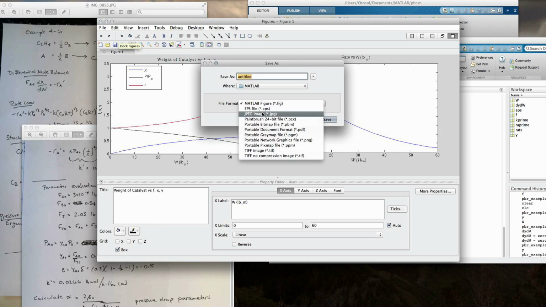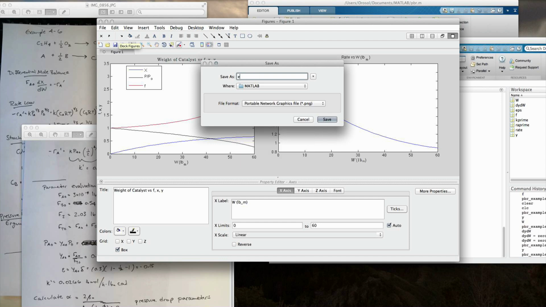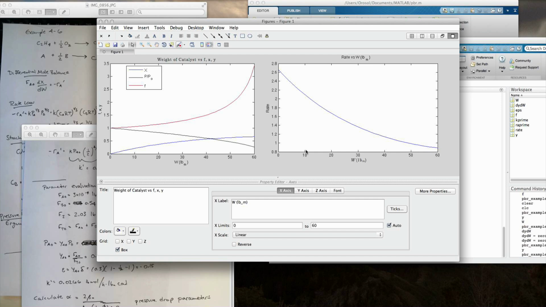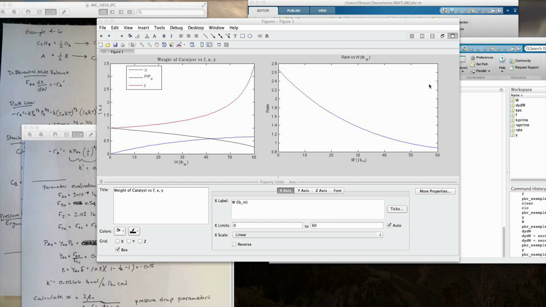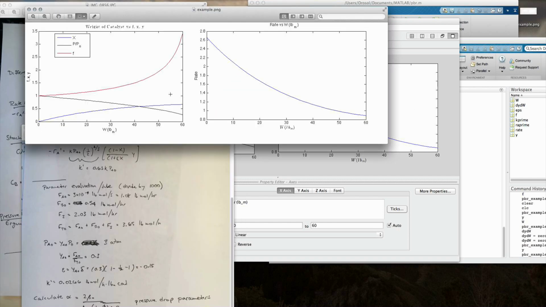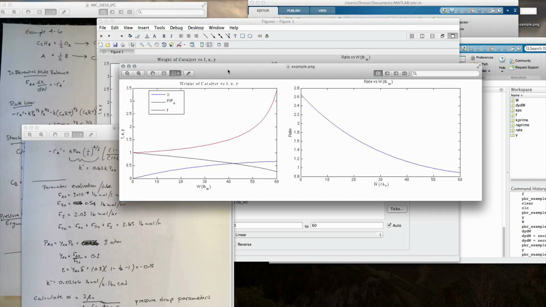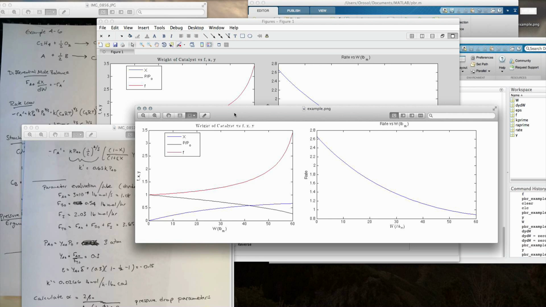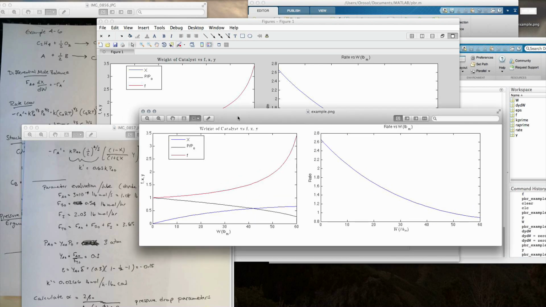I'm going to save it as a PNG, and I'm going to save it to the desktop so it's easy. All right, then I'll open and find that real quick. All right, so this is the plots I just made. So this is how you make plots in MATLAB.